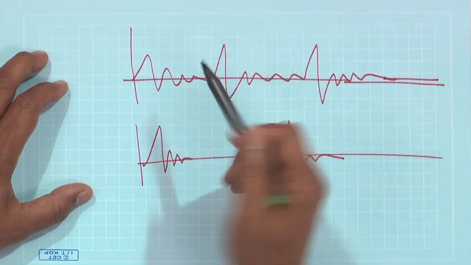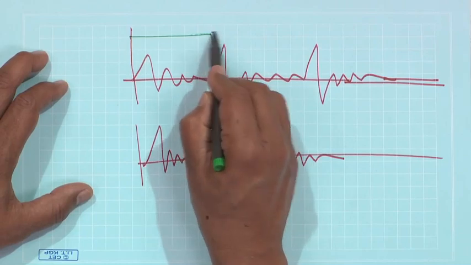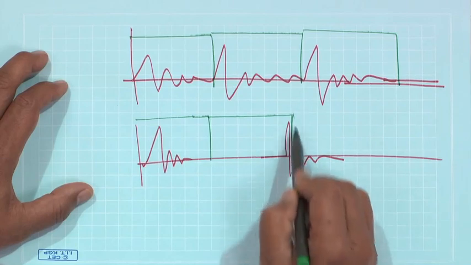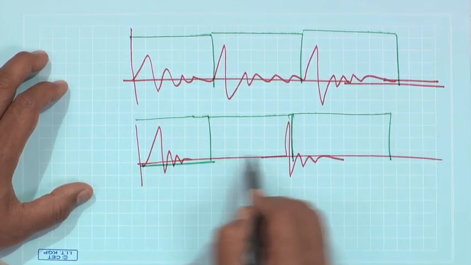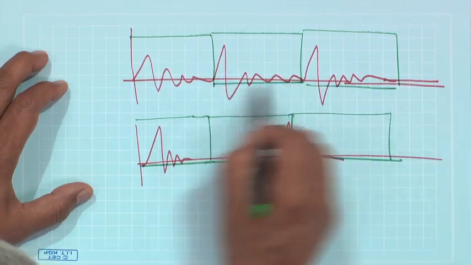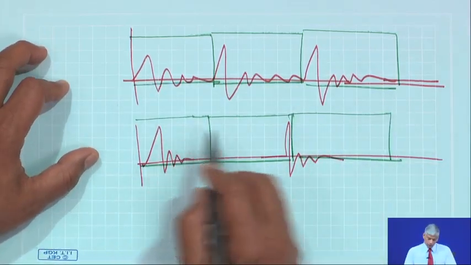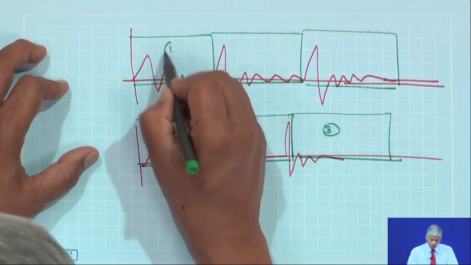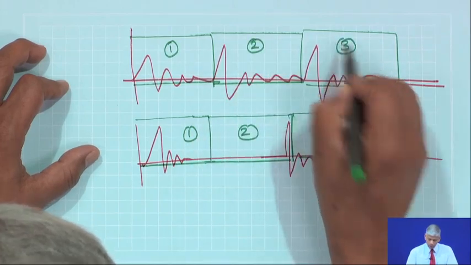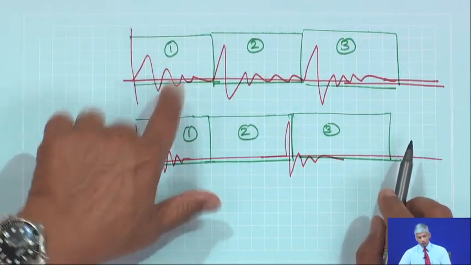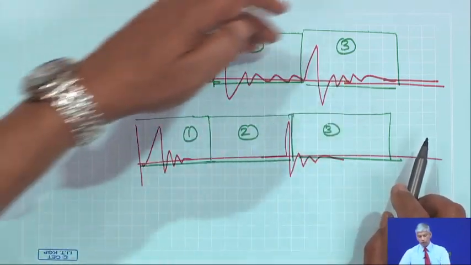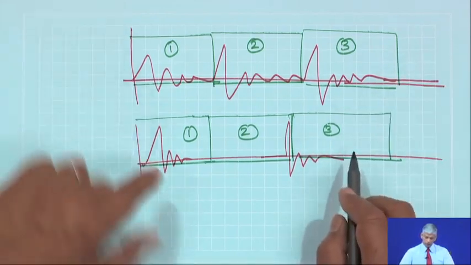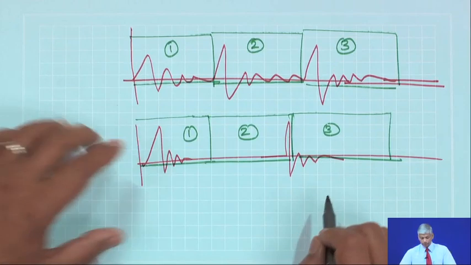So, here if I consider this time, you will see the signal features are different in this case. Numbers 1, 2, 3, here 1, 2, 3. So, you will see in the top one, 1, 2, 3, the signal is almost identical, and if it is repeating, and this nature goes for all at all times, this is a stationary signal as opposed to this being a non-stationary signal.